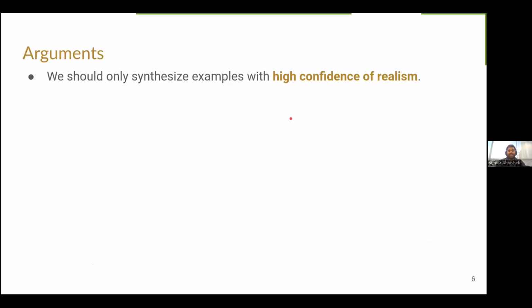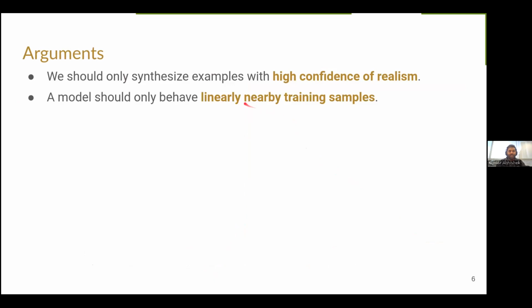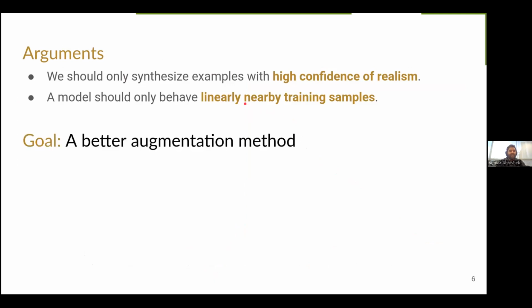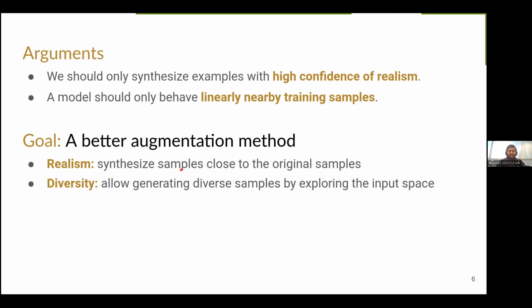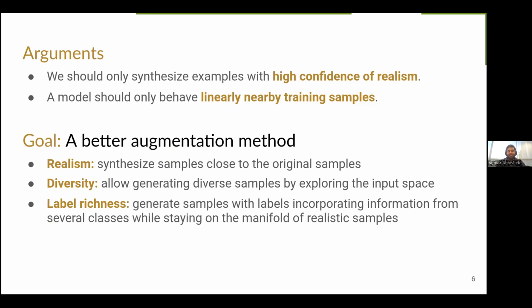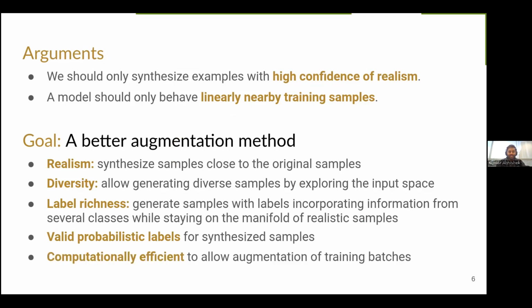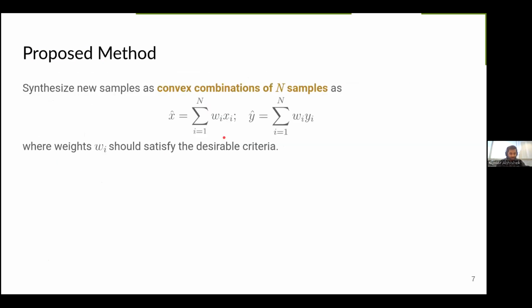We argue that we should only synthesize samples with a high confidence of realism and that a model should only behave linearly near the training samples. As such, our goal for a better augmentation method is that the outputs are real and close to the original training samples, that the outputs are diverse so that we explore the input space, and that the outputs have rich labels which incorporate information from multiple classes. Similarly, the output should come with valid probabilistic labels, and the augmentation method should be computationally efficient.